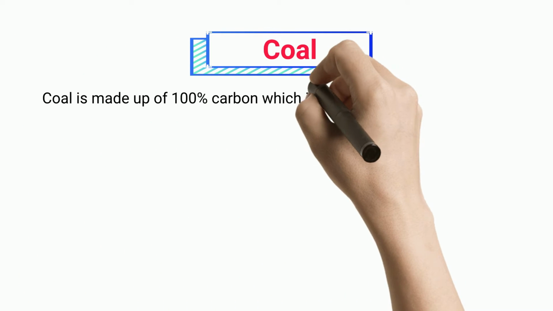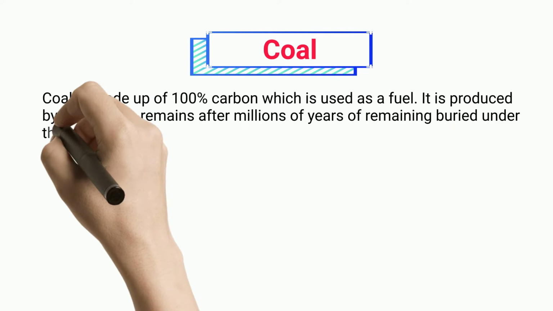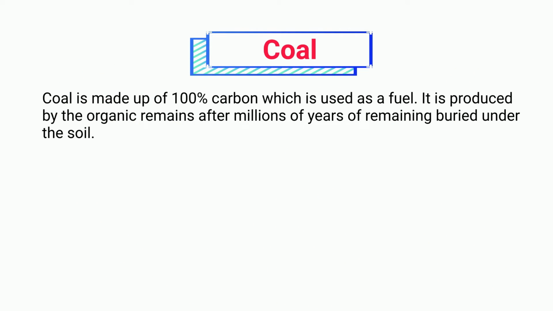Coal. Coal is made up of almost 100% carbon, which is used as a fuel. It is produced by organic remains after millions of years of remaining buried under the soil.